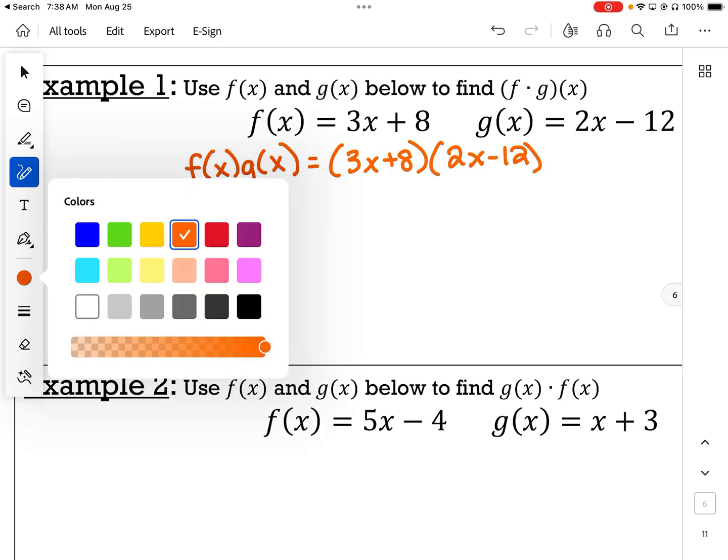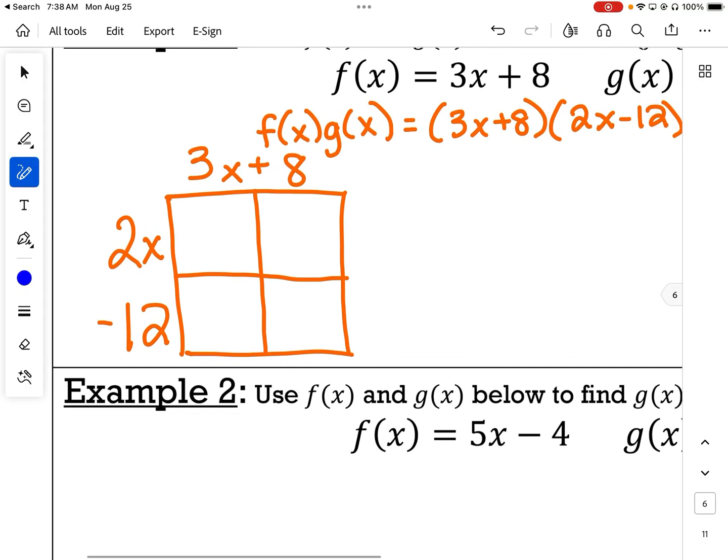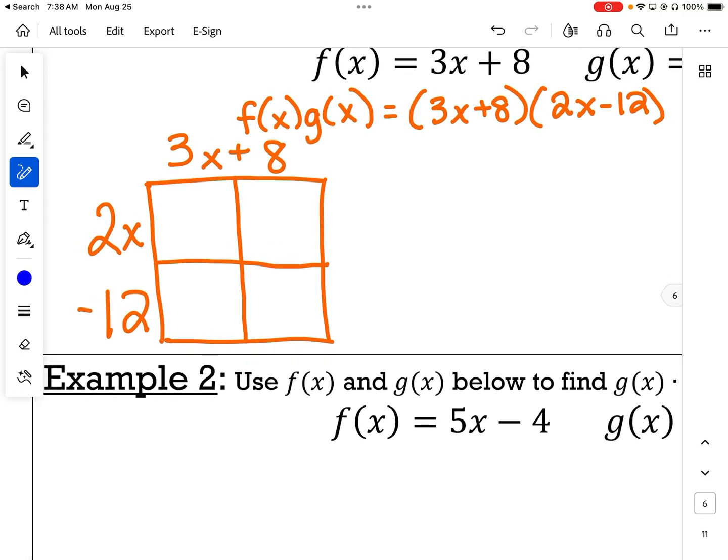And we're doing 3x plus 8 times 2x minus 12. And this makes it where you multiply every term times every term, then combine like terms. So we'll multiply 2x times 3x. So 2 times 3 is 6. X times x is x squared, just like our warm-up today.